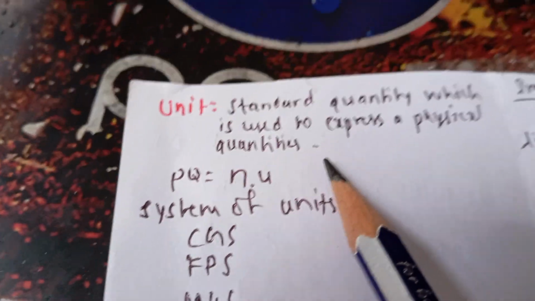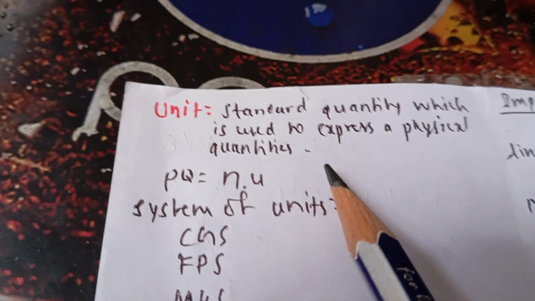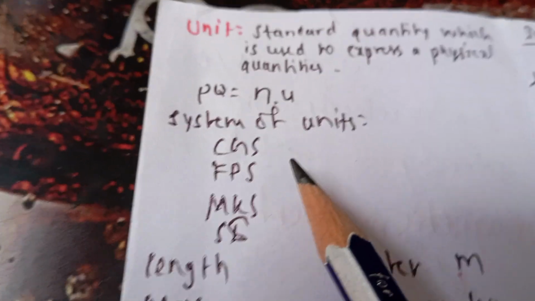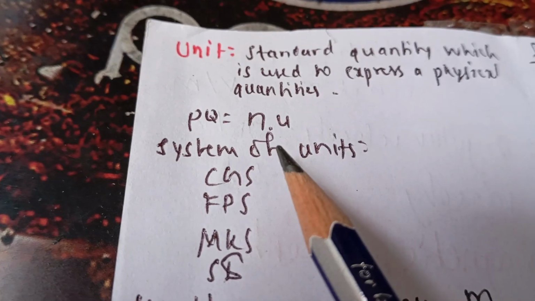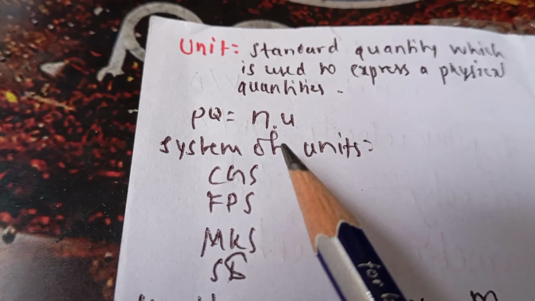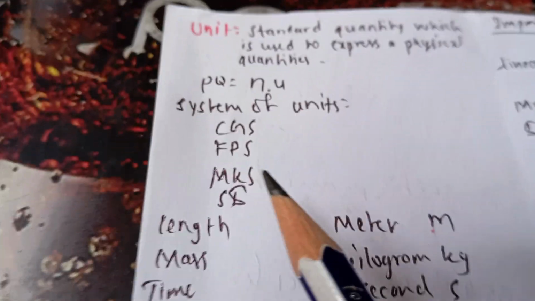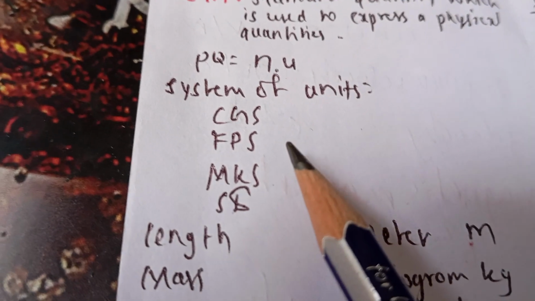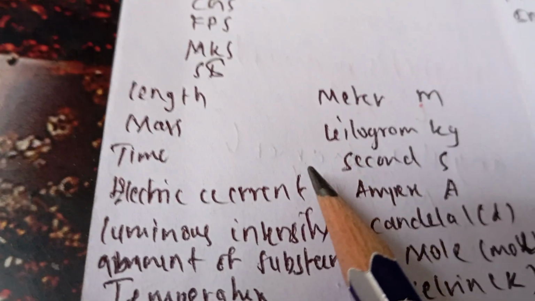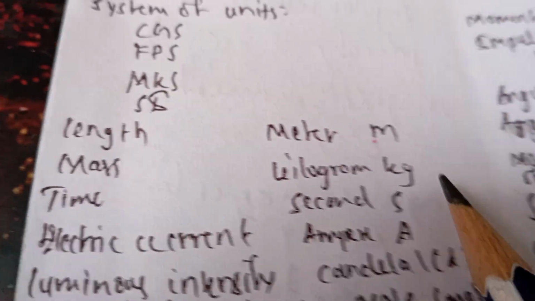Unit. What is a unit? A standard quantity which is used to express a physical quantity, and you can measure it. Physical quantity equals n times u, where n is the number and u is the unit. There are four systems of units: CGS system, FPS system, MKS system, and SI system, which is the standard system. There are seven fundamental units.